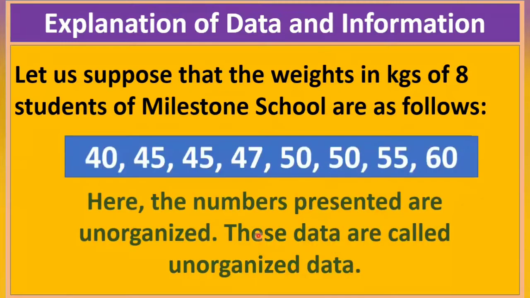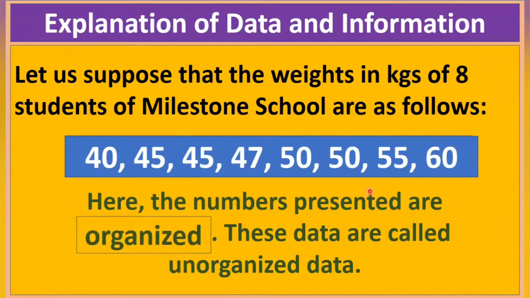On the other hand, see here, those data are organized. According to the numerical value, after 40, the greater number is 45, then 45, then 47, then 50, then 50, then 55, then 60. So see, these data are organized according to the numerical values, isn't it? So here the numbers presented are organized. So these data will be called what? Organized data.